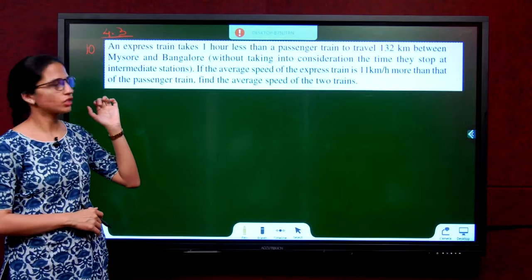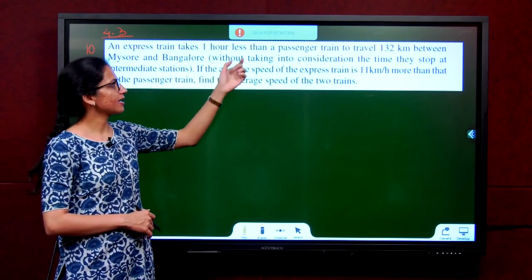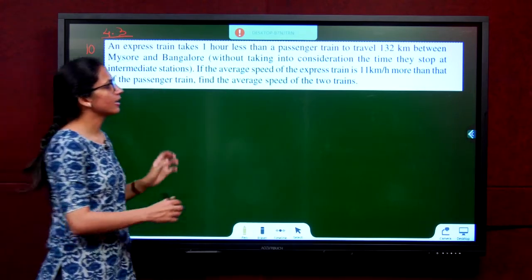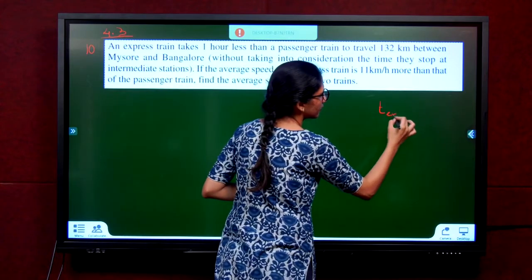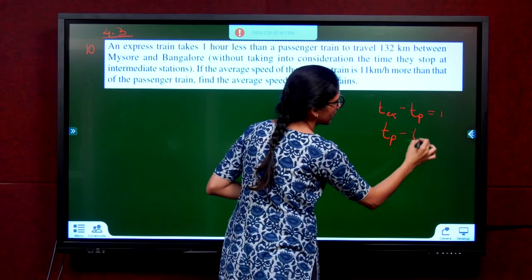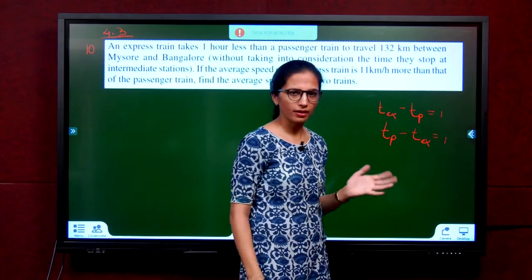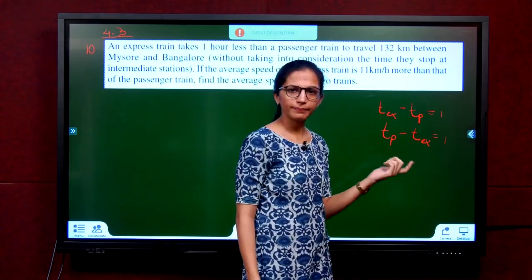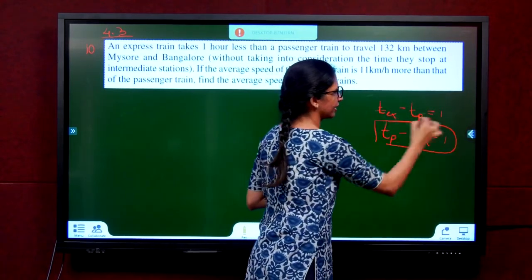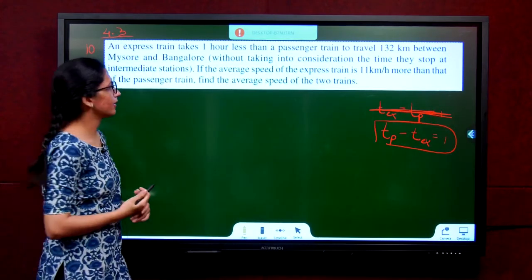Exercise 4.3, question 10. An express train takes 1 hour less than a passenger train. So, will it be T express minus T passenger is 1, or will it be T passenger minus T express is 1? Obviously, it has to be more minus less is 1. Agreed? So, who takes more time? Passenger or express? Passenger. Which is why this is the correct expression. I hope you understood how that came. We will be using that in the answer.